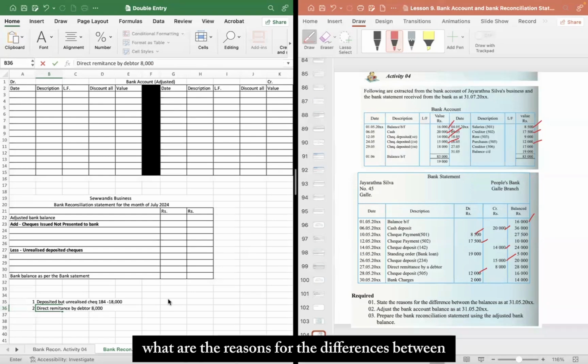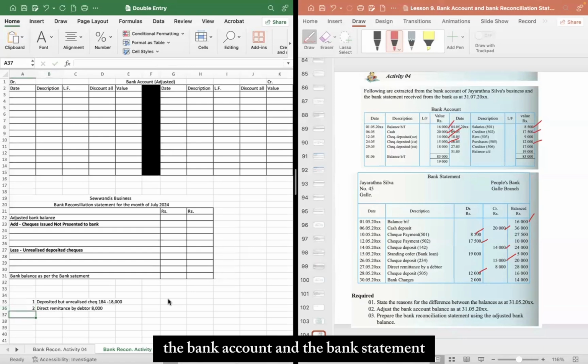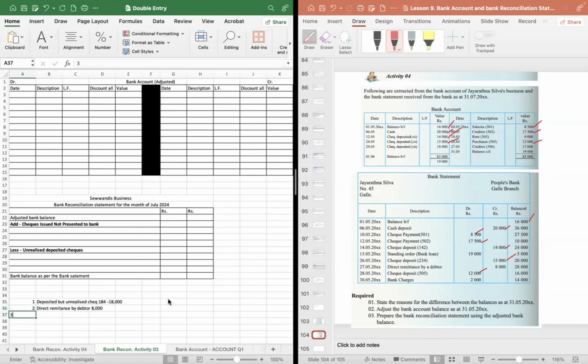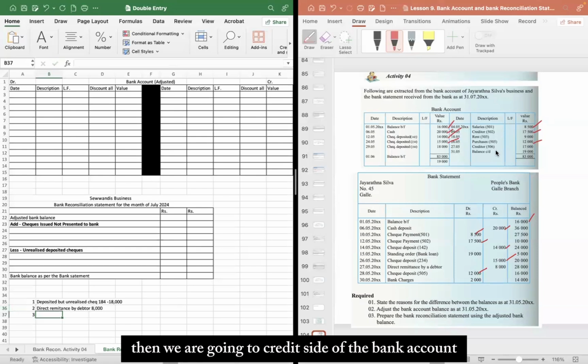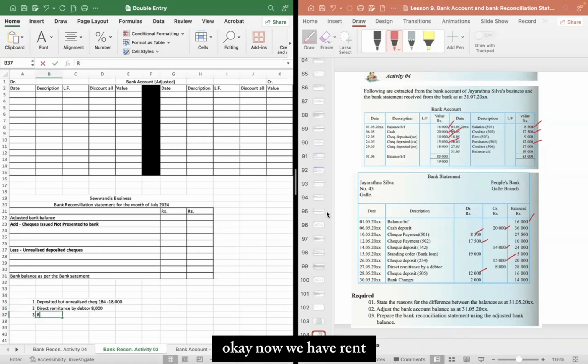Direct remittance by debtor 8,000. Now we are looking at what are the reasons for the differences between the bank account and the bank statement. Then we are going to the credit side of the bank account. Okay, now we have rent.